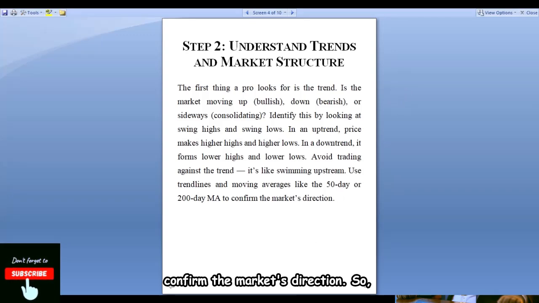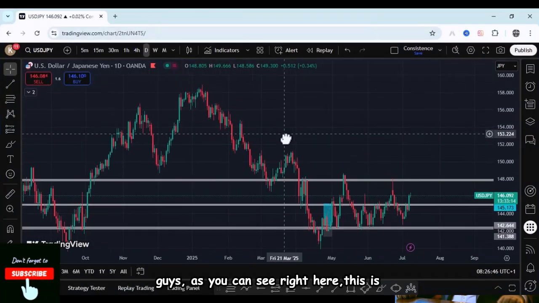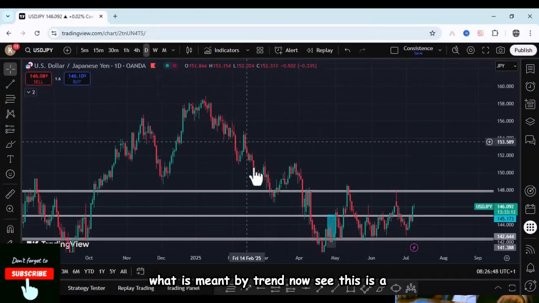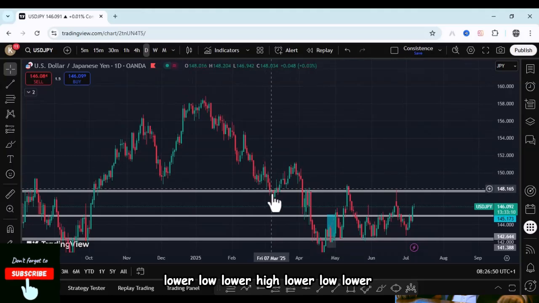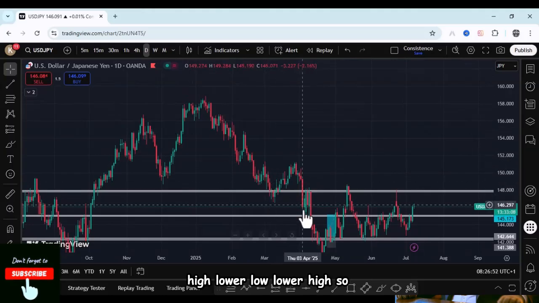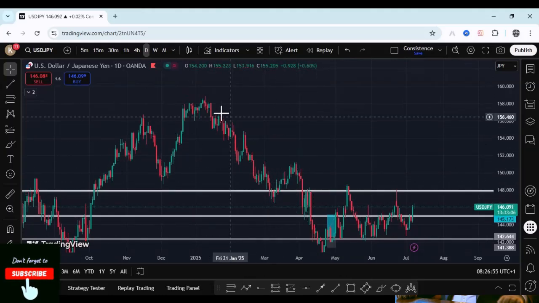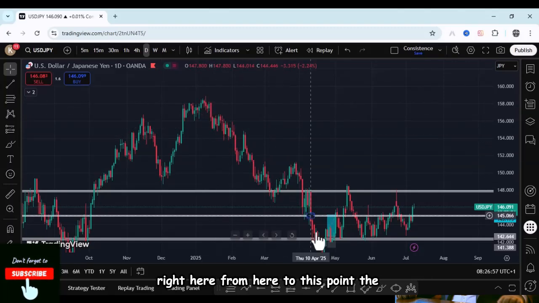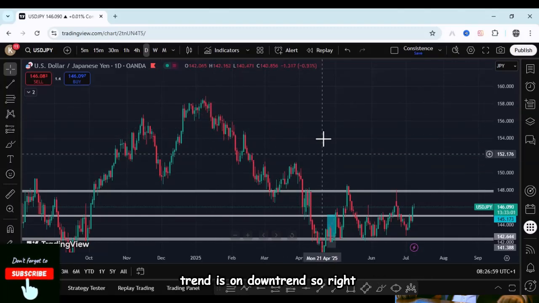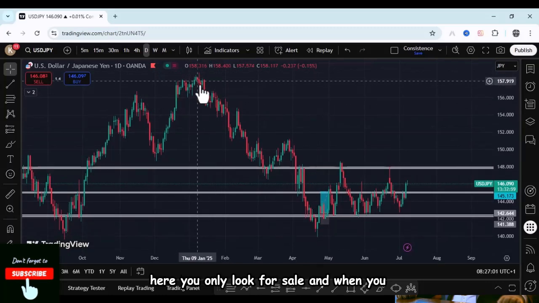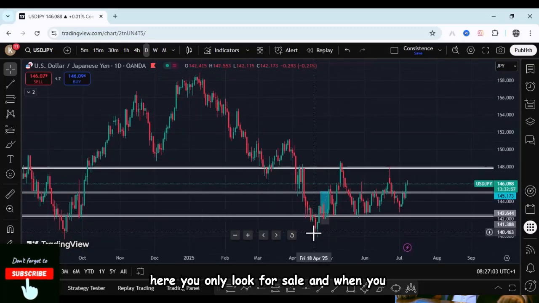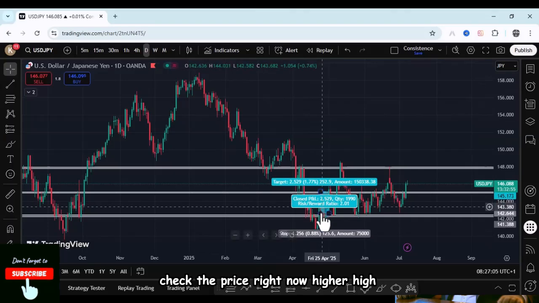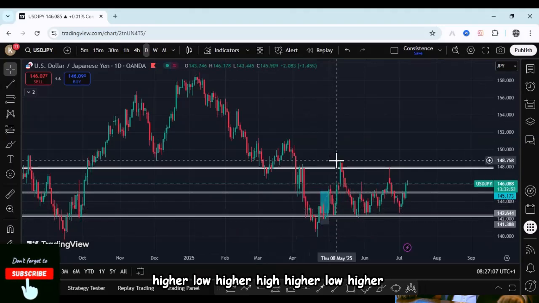Use trend lines and moving averages like the 50-day or 200-day MAs to confirm the market's direction. So guys, as you can see right here, this is what is meant by trend. You can see this is a lower low, lower high, lower low, lower high, lower low, lower high. So right here, from here to this point, the trend is a downtrend. So right here you only look for sells, and when you check the price right now, higher high, higher low, higher high, higher low, higher high.